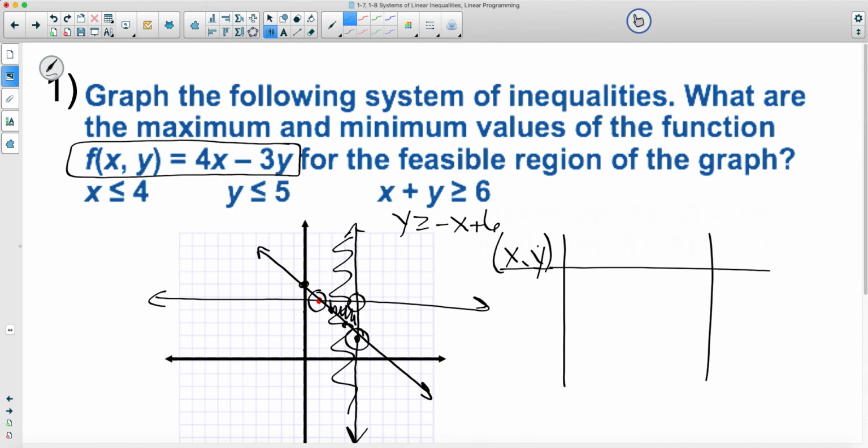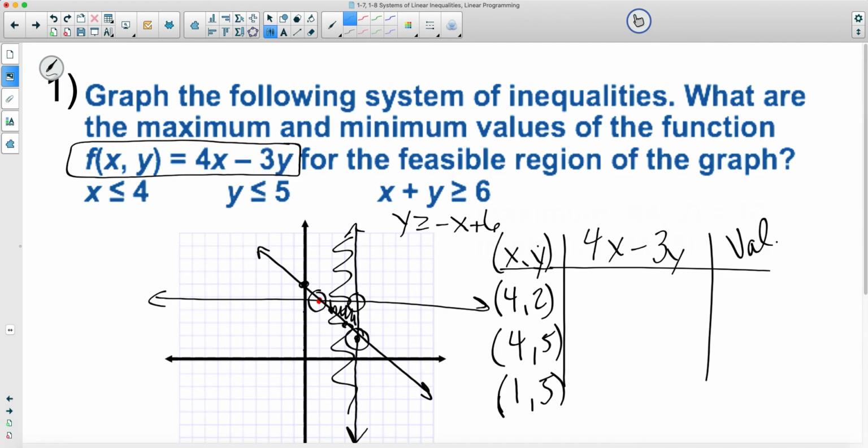Okay. So we have that one that we boxed at the beginning. And then we have our value that we're looking for. And let's write our points down. So we have 4, 2. And then we have 4, 5. And then we have 1, 5. Okay, so we plug those in. So this is going in for the x, that's going in for the y. So 4 times 4 is 16, minus 3 times 2 is 6. We get a value of 10.